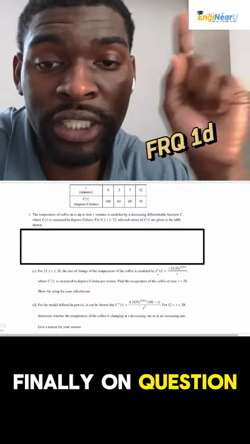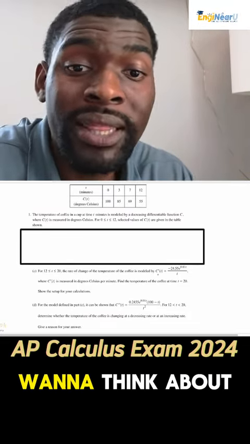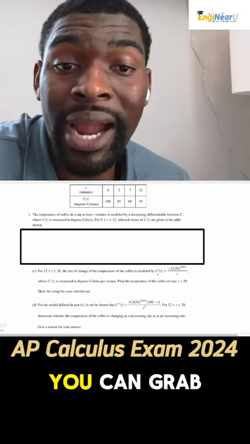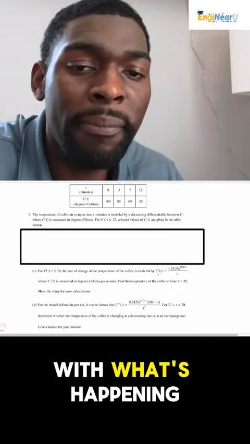Alrighty, now we're finally on question 1, part D of the free response questions from the AP Calculus AB exam. So what we want to think about here is that there's 2 ways to do this one. You can graph this thing out, but you can also just look at it and use some context clues to see what's happening with the signs.